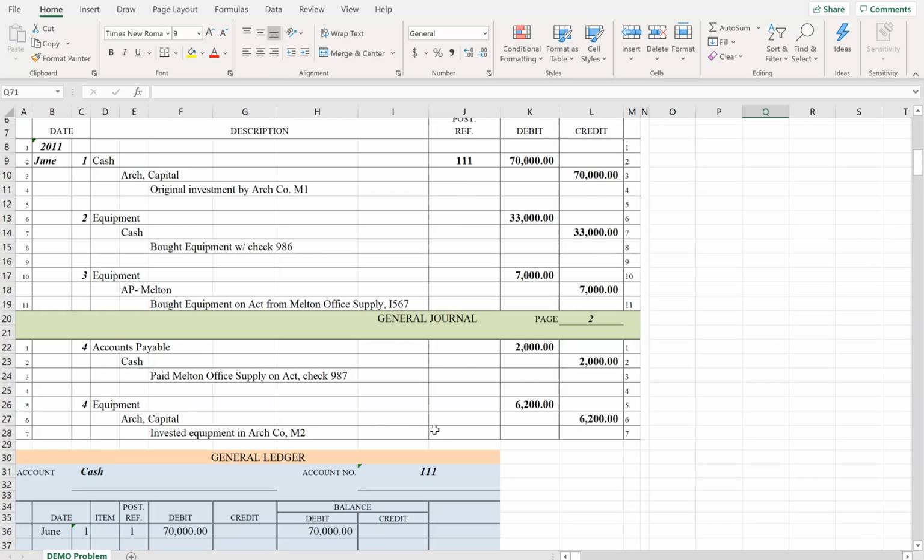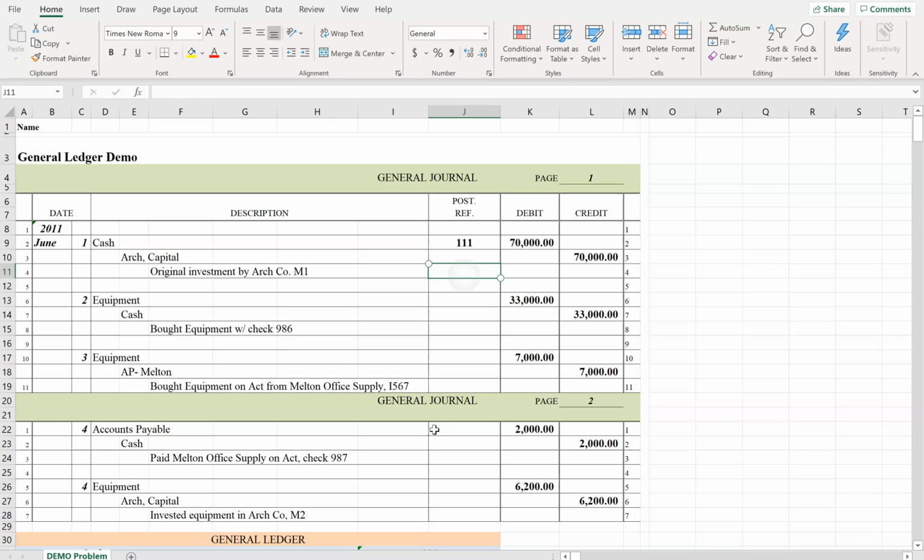So we come back up to the journal and we post reference that we posted there in account number 311. And that entry is now posted.